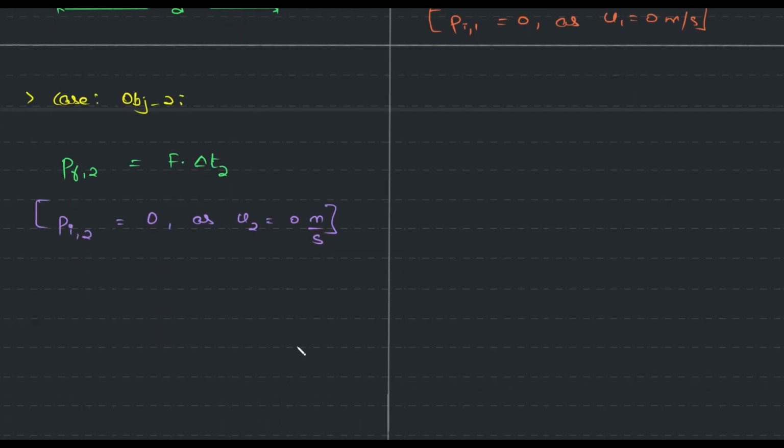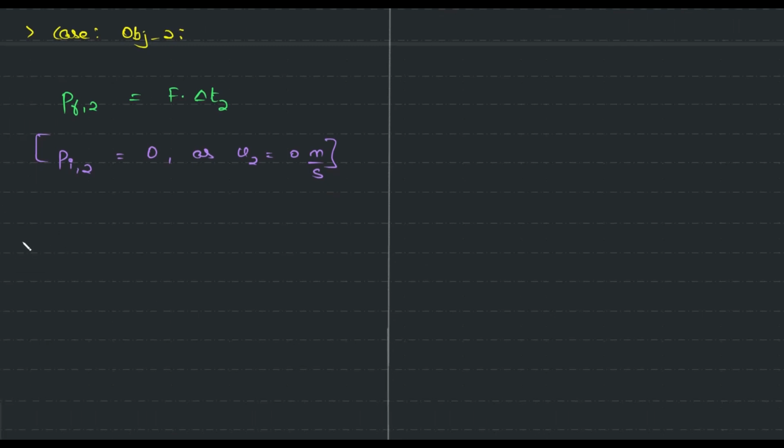Okay, guys. Now, we are trying to compare PF1 and PF2. So this will be F into delta T1 divided by F into delta T2. So F and F get cancelled, and basically we have this ratio, delta T1 by delta T2. So if we understand this relation, we will be able to figure out this relation.